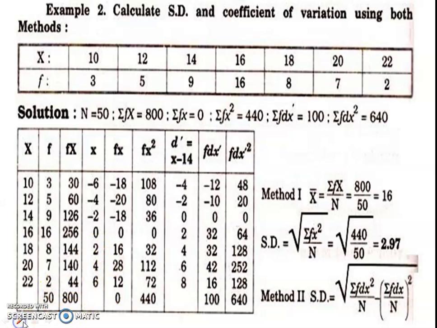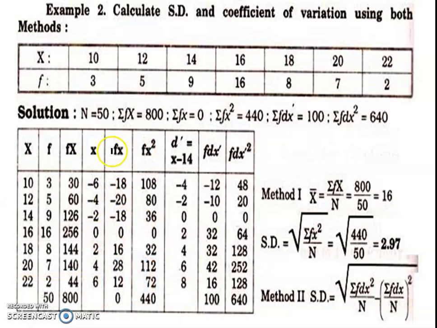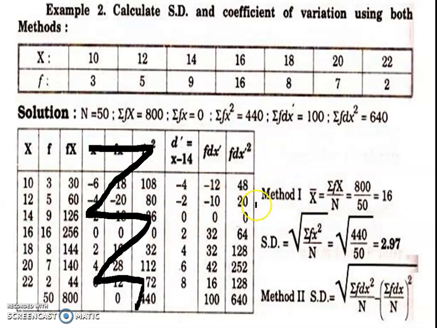Now we have to take something to denote the assumed mean. Suppose I erase this part; we do not take it in today's lecture. We focus on this partition. We consider the values 16, 18, 20, 22, 10, 12, 14. The best choice for the assumed mean is 14, denoted by capital A.